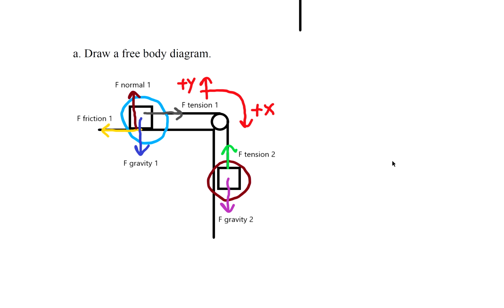Remember the 4 steps. Circle the objects, label the forces, put an x and y axis, and use the equation F equals ma. So I circled 2 objects. I labeled the forces on 2 objects. I put an x and y axis, and here you could see positive x is clockwise. So if mass 2 goes down and mass 1 goes to the right, we have positive x. If mass 2 goes up and m1 goes to the left, then we have negative x. And positive y only applies to mass 1.